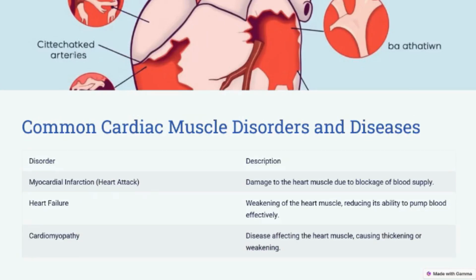What are the common cardiac muscle disorders and diseases? Myocardial infarction, heart attack in layman's terms. It damages the heart muscles due to blockage of the blood supply. If the arteries are blocked, the arteries won't supply the heart muscles, and the heart muscles won't work effectively. If the muscles are not producing the excitation, and contraction coupling is not occurring due to damage in the muscles, there will be myocardial infarction. Next, heart failure.